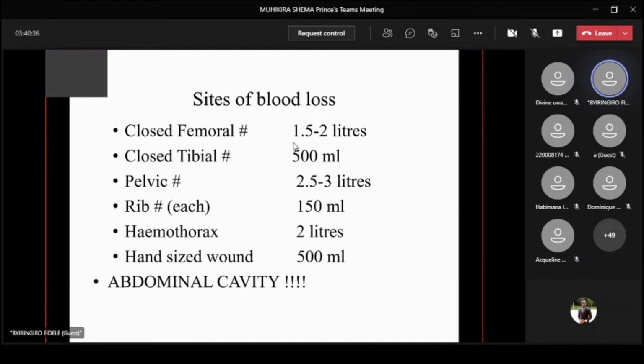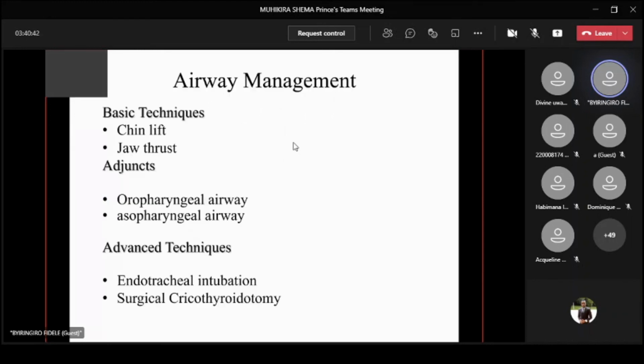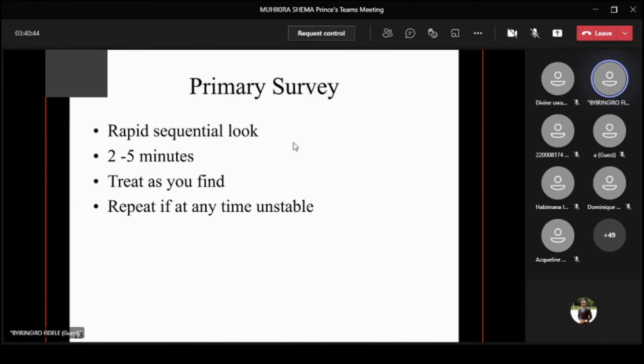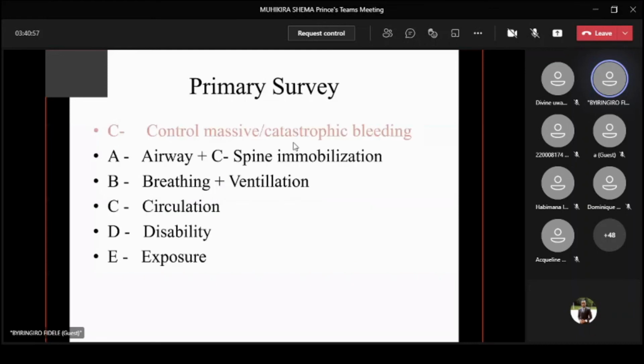You have only 2 minutes. Remember, I said you have 2 minutes to save the patient. Do you see? In 2 minutes you must have finished examining your patient from head to toe using this system. I do not want you to take the usual head to toe examination. No, for a trauma patient you start with airway, breathing, circulation, disability, exposure.